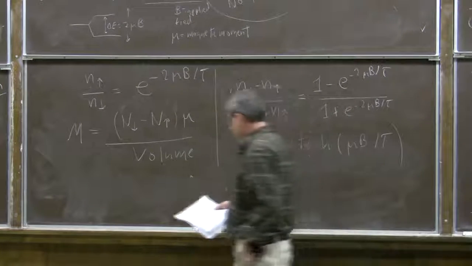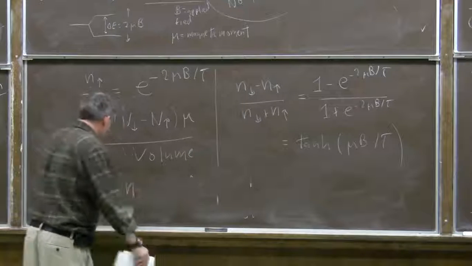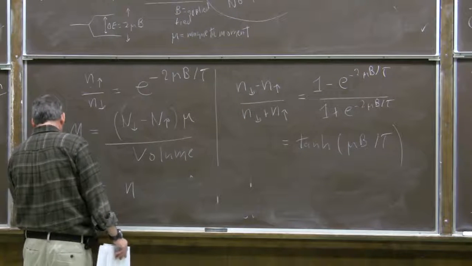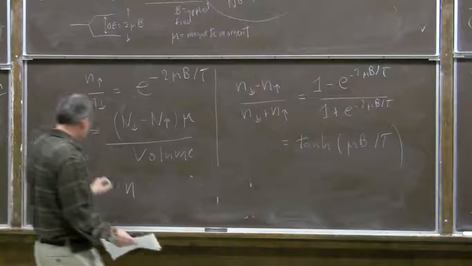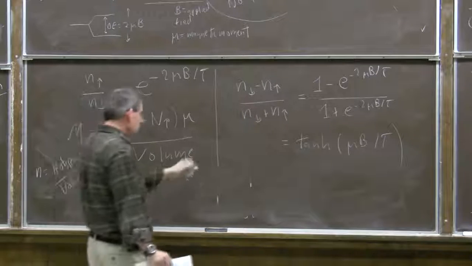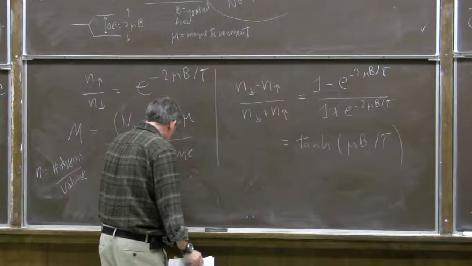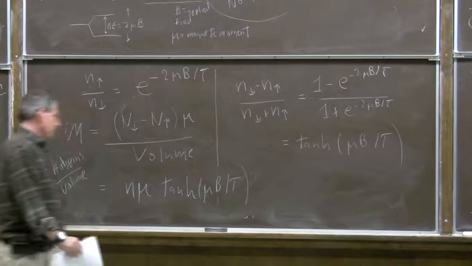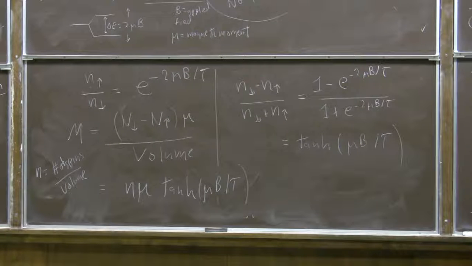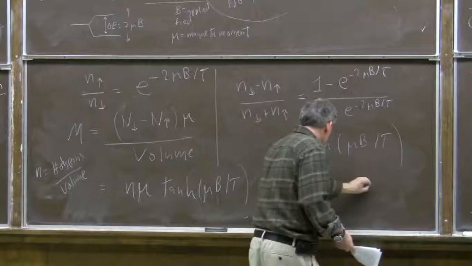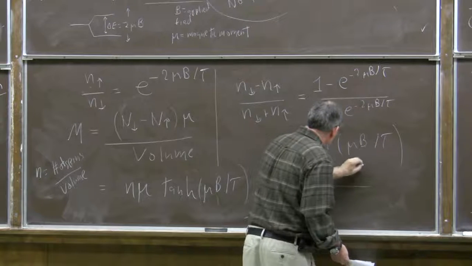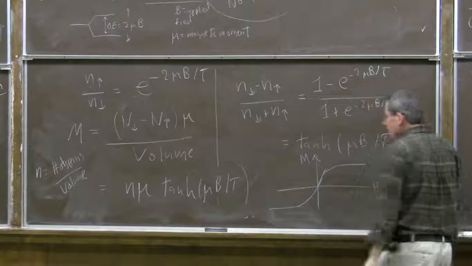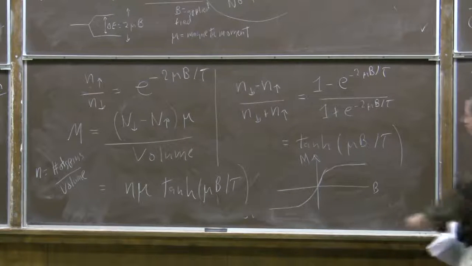And the magnetization just goes like, I suppose little n means number of spins per volume. Then the magnetization would just be n times mu times this factor, tanh of mu B over tau. And that just looks like what I was drawing here. So we get magnetization as a function of applied field that looks like that. It saturates when most of the spins are lined up with the field. There's a linear response when the field is weak.